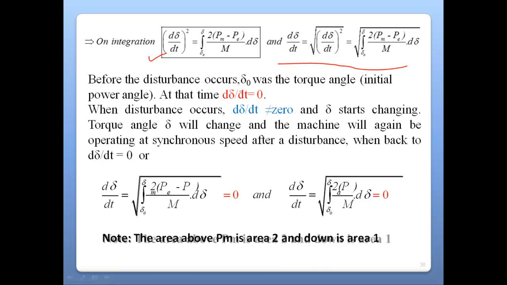It means that before disturbance the standard value of the rotor angle is delta naught. Basically it is the torque angle or initial power angle or rotor angle. At the time when d delta upon dt is 0, the disturbance occurs. It means during disturbance there must be some fluctuation in the angular velocity, so this parameter does not equal 0. It is not equal to 0, then delta starts changing. It means the rotor angle starts changing. It may oscillate in a forward direction, it may oscillate in the backward direction.